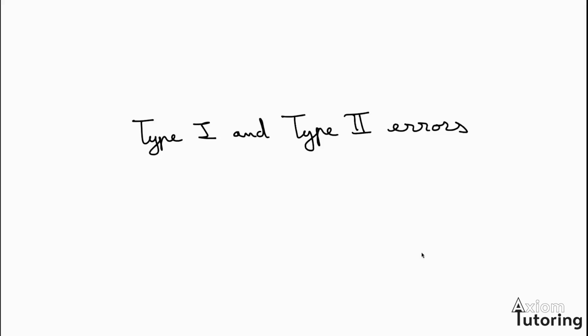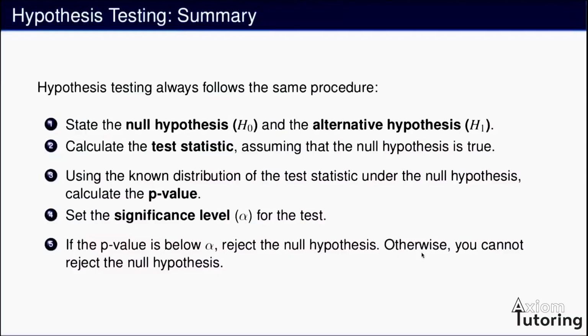Hi, in today's video, we'll have a look at the type 1 and the type 2 errors in statistical hypothesis testing. So let's have a quick recap of how to conduct hypothesis testing. We always follow the same procedure. We state the null hypothesis, H0, and the alternative hypothesis, H1, and then we calculate the test statistic, assuming that the null hypothesis is true.